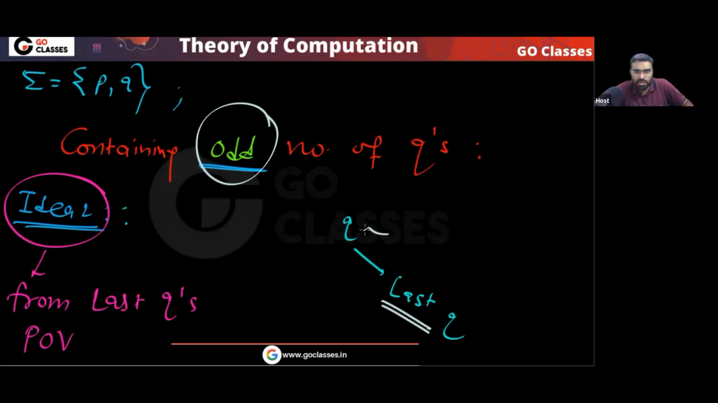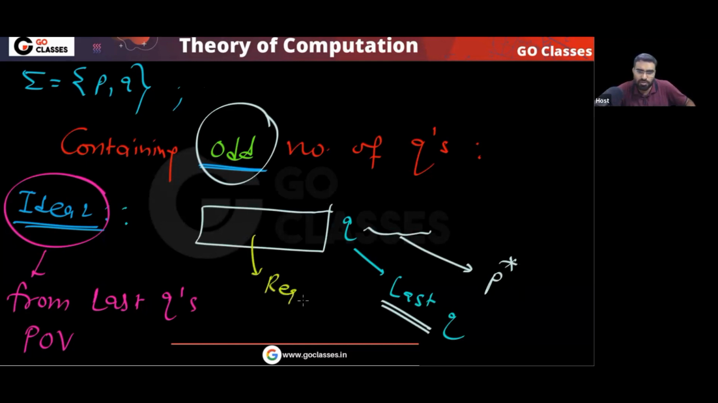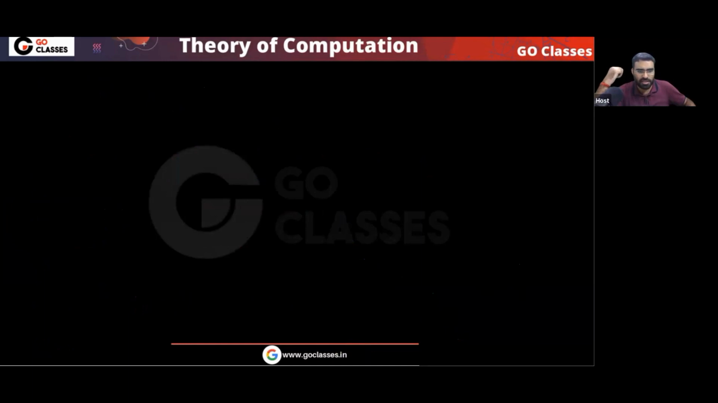So if this is the last Q, what will be on the right of it? That will be P star. And what will be on the left of it? That will be the regular expression for an even number of Q's. Even Q's.